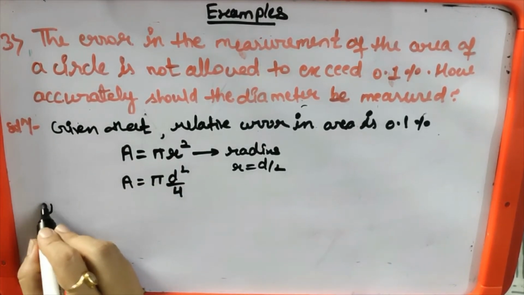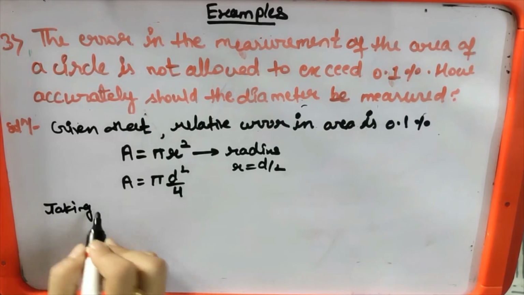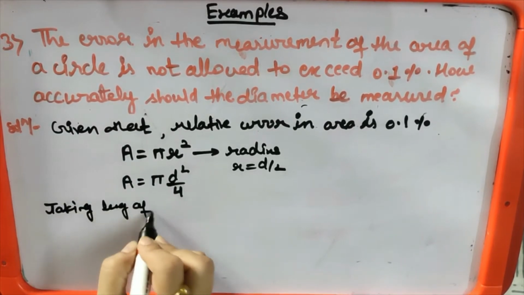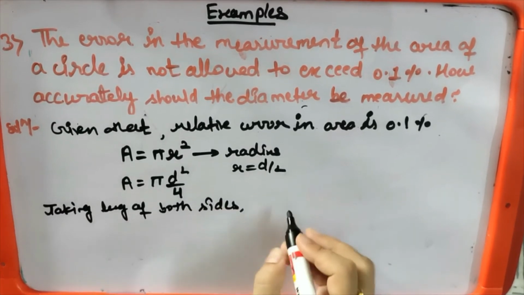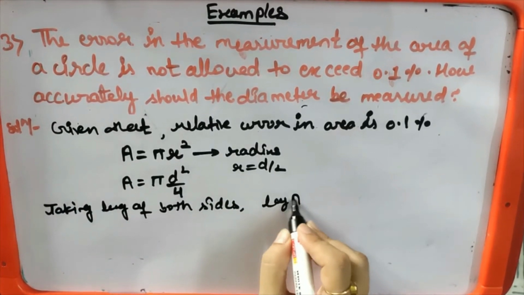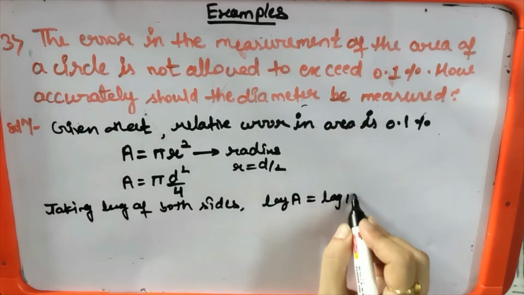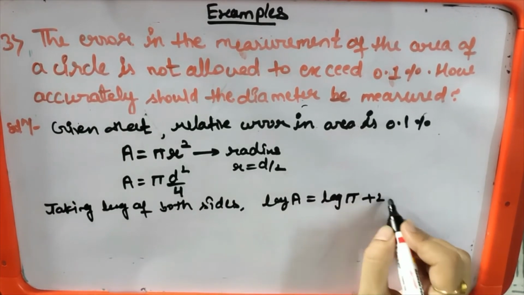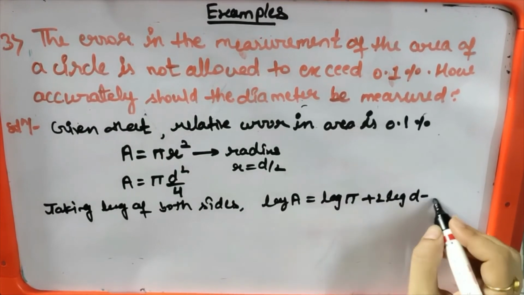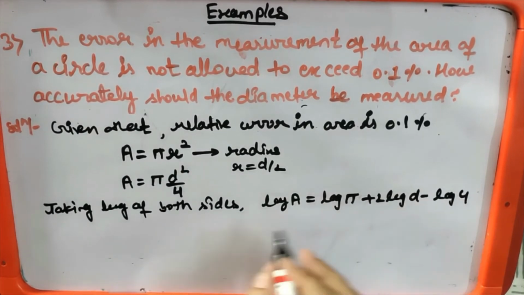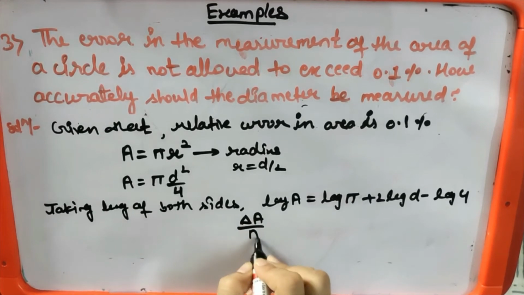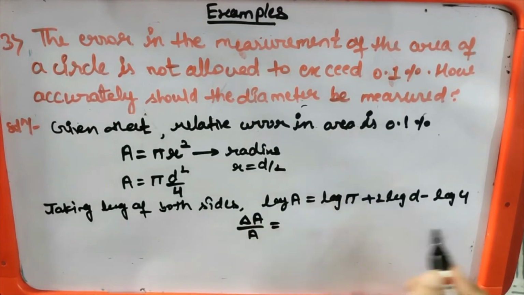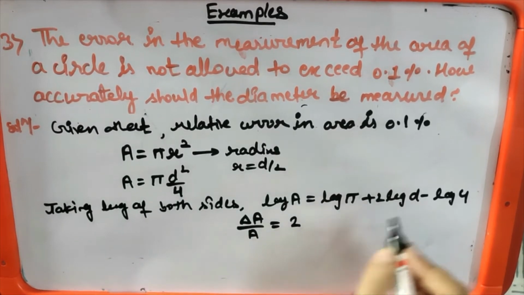Now taking log of both sides, we get log A is equals to log pi plus 2 log d minus log 4. Now partially differentiate both sides, we get delta A upon A is equals to, this is constant and this will also be constant, will become 0, and differentiation of this.